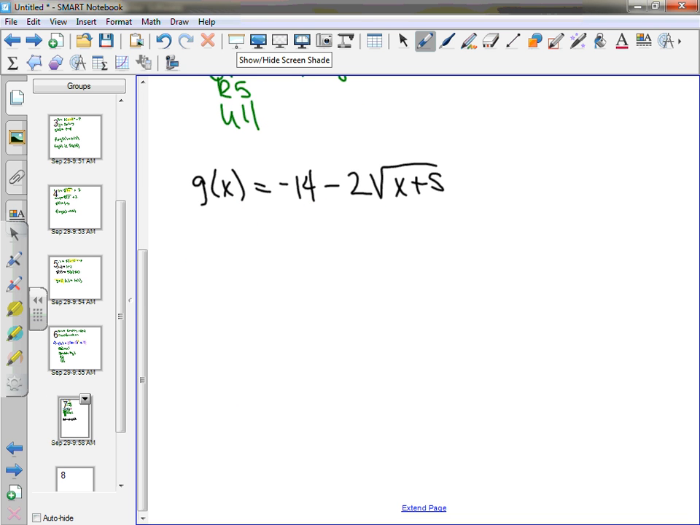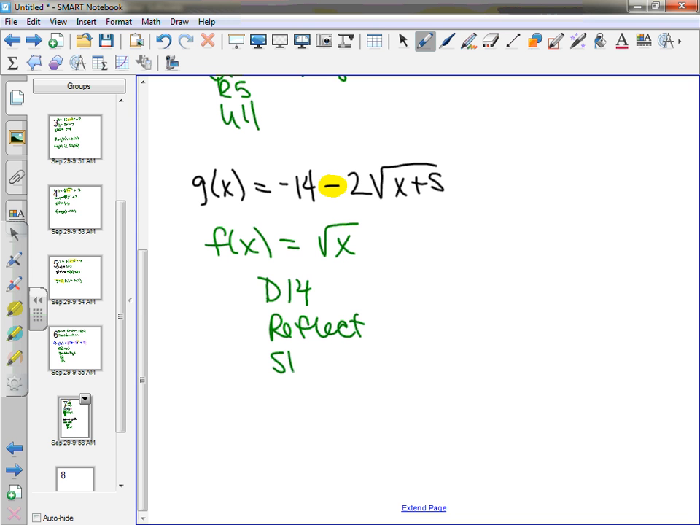This one, f of x, its parent function is going to be the square root of x. The 14 moves it down 14 units. The negative, right here, is going to reflect it. The 2 makes it a stretch. And the 5 moves it to the left 5.